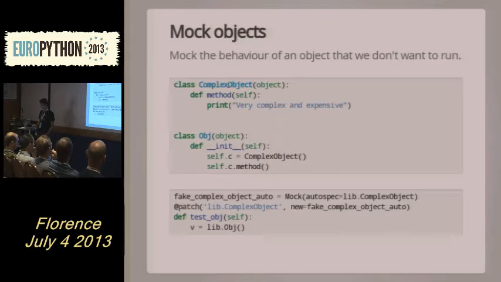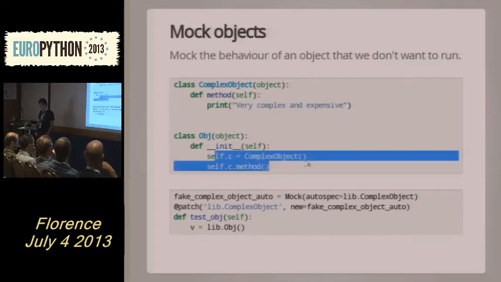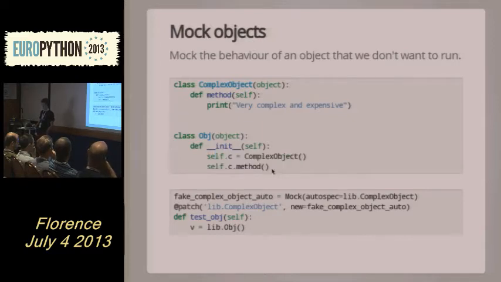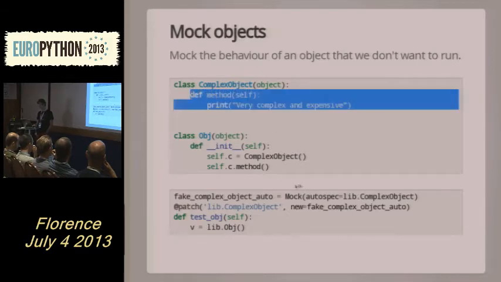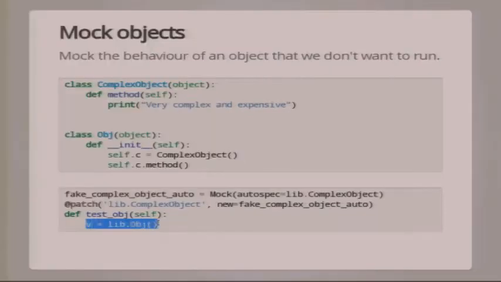So we have a complex object, and then we have an object which instantiates this complex object and then calls this method on it. If I want to test this thing, but I don't want to call this method because it's very expensive, I can still create this object, and then I use this patch function which replaces at runtime this object with something else which I just created here. It's a fake complex object, and this mock object is created passing this object as a spec, so it will automatically have the method as you declare it.